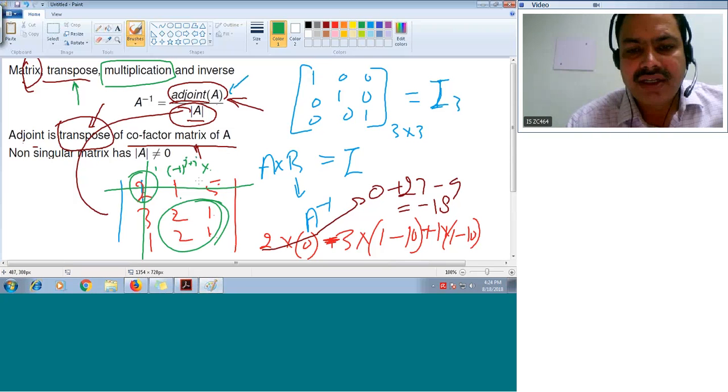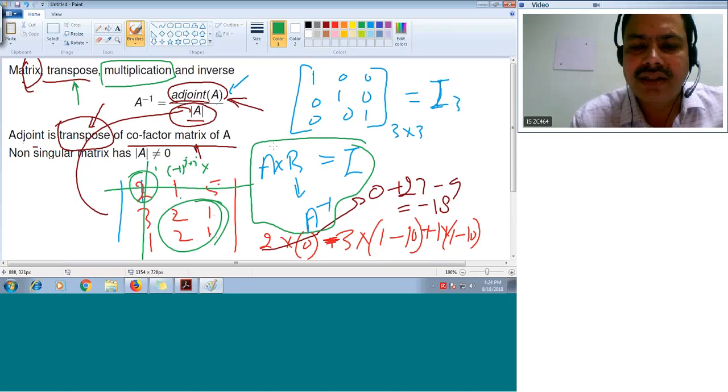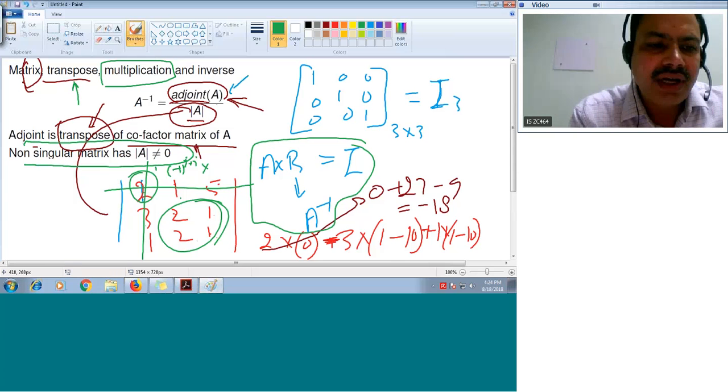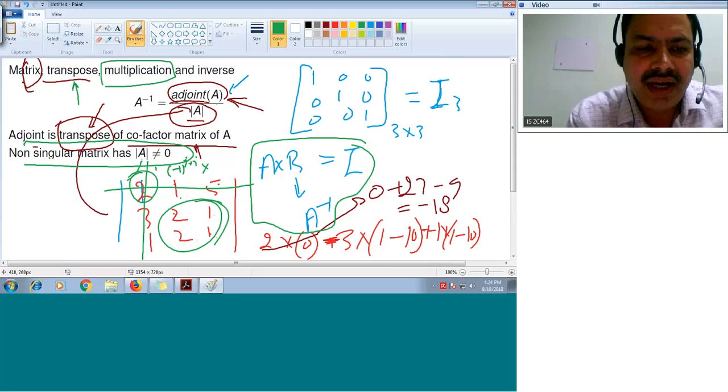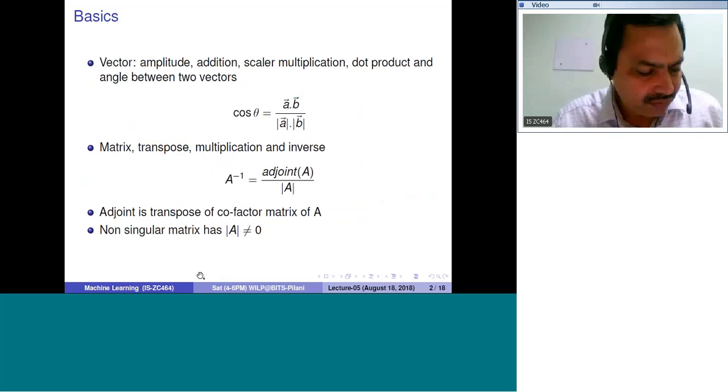So by this you get the adjoint. So what is the important property of getting this inverse? We have seen that if you have the inverse, you multiply and the thing becomes the identity. And a non-singular matrix is such that if you have a matrix and you see that the determinant is not equal to 0, it's a non-singular matrix. So this is the basic from where we want to start today.